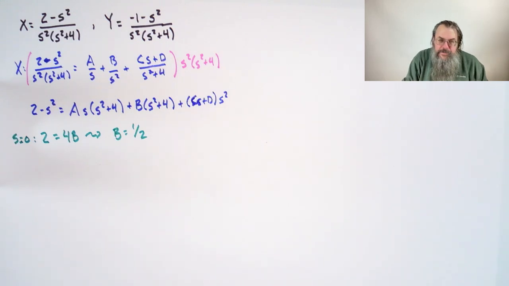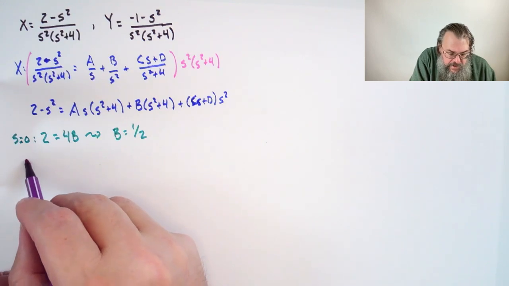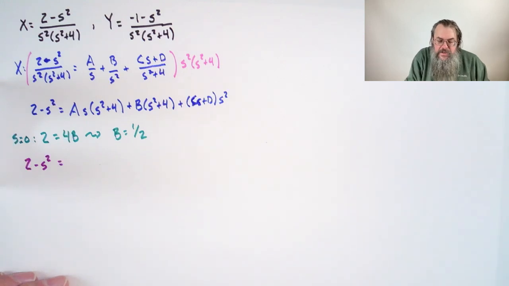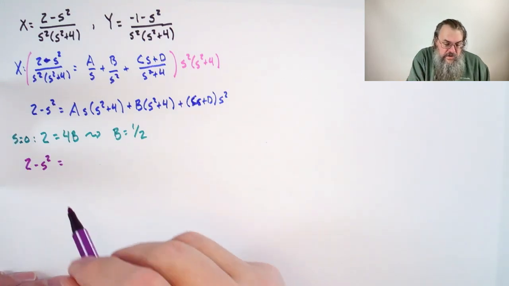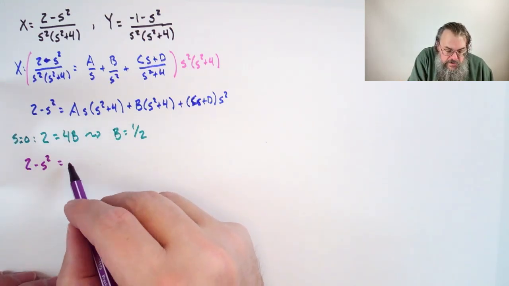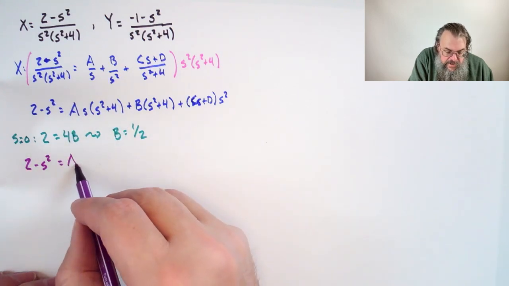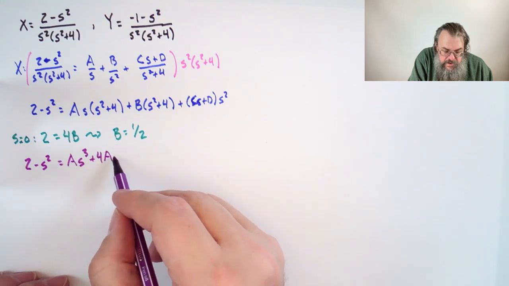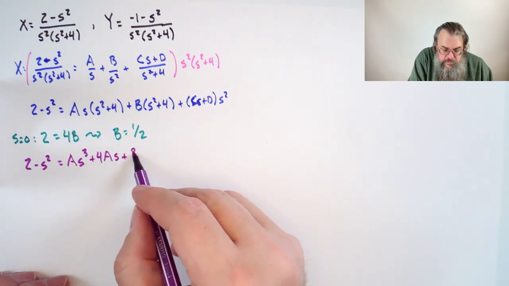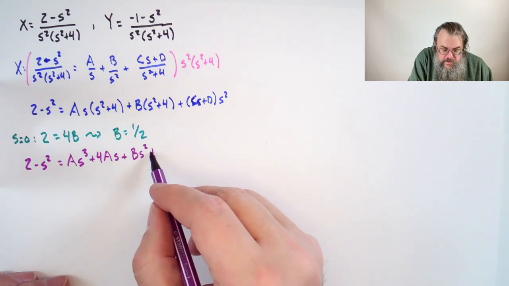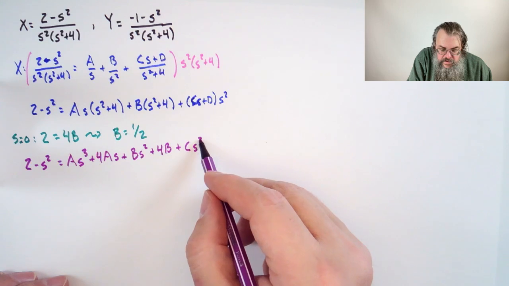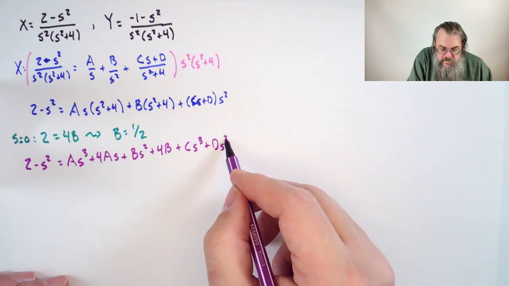Well, our other option is to look at coefficients. So imagine that we expand. It won't be very hard to imagine because what we're going to do now is expand and gather. When I say expand, think about multiplying this all out. So I have as cubed plus 4as plus bs squared plus 4b plus cs cubed plus ds squared.